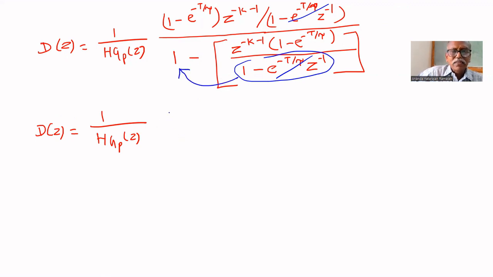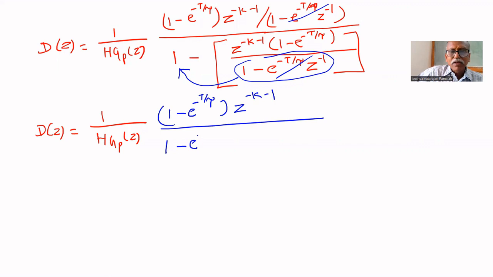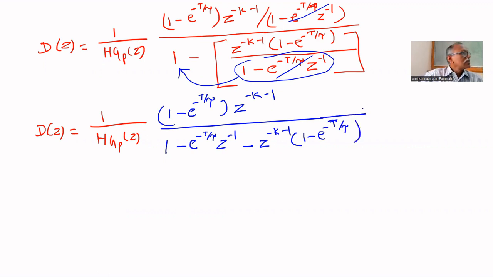Therefore, we can write 1 minus e power minus t by tau multiplied by z power minus k minus 1, whole divided by 1 minus e power minus t by tau z power minus 1 minus z power minus k minus 1, 1 minus e power minus t by tau. This is the controller for D of z.